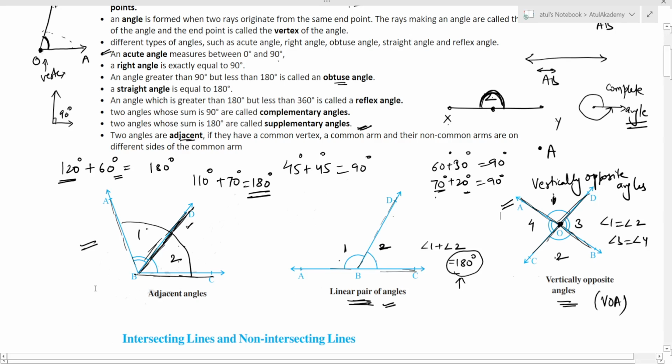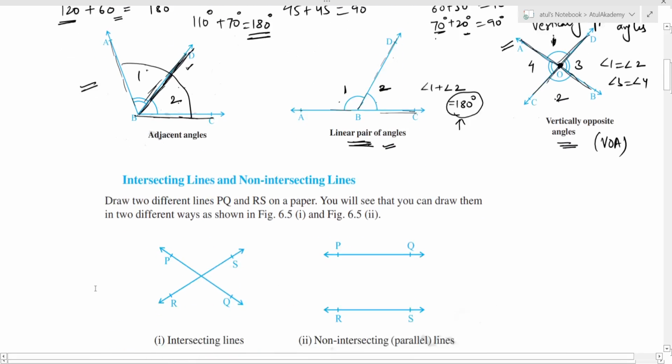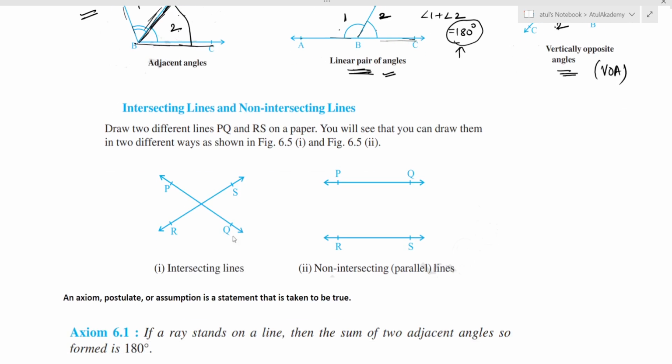Okay, students. Now let's move to lines also. See, when you draw two lines, you see in this figure, this is 6.51, this is 6.52. When you draw two lines PQ, RS, you see they are intersecting at a point. So these lines are called intersecting lines as they're meeting at one point. Now, what about these two lines? They're not meeting at one point. The distance between them remains the same. They are non-intersecting and they are parallel lines. What are these lines, students? They are parallel lines.